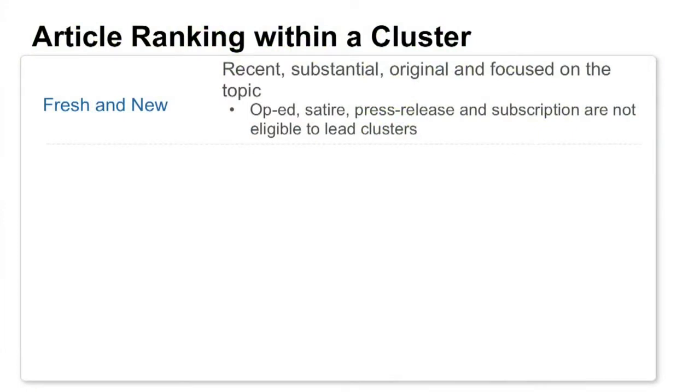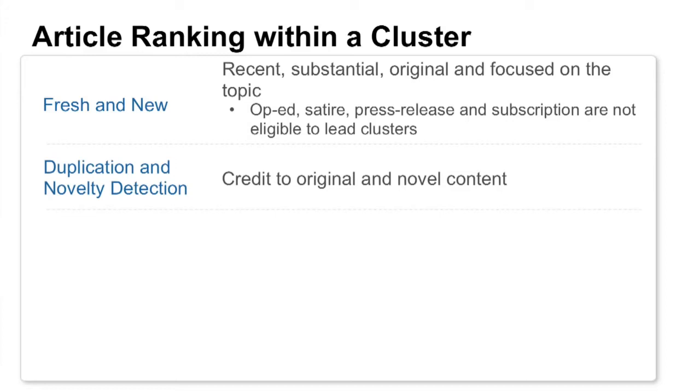It's important to us that an article contain recent, substantial information about a news topic. And it needs to be objective news to lead this cluster of stories. So press releases, satire, and op-eds aren't eligible to lead clusters. Another factor is duplication and novelty detection. And that's where we try to determine an original source of content from those that are duplicating the information.